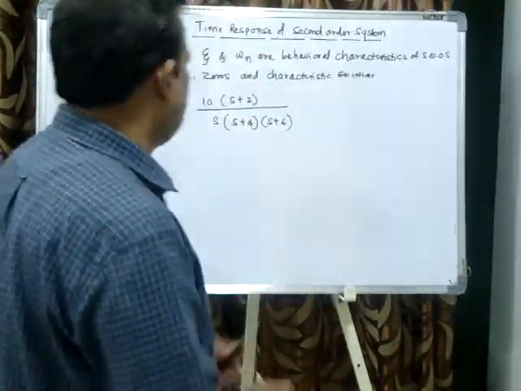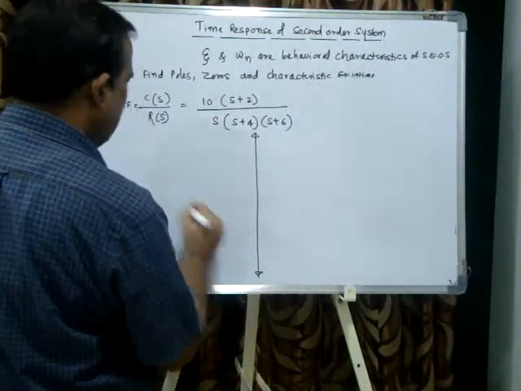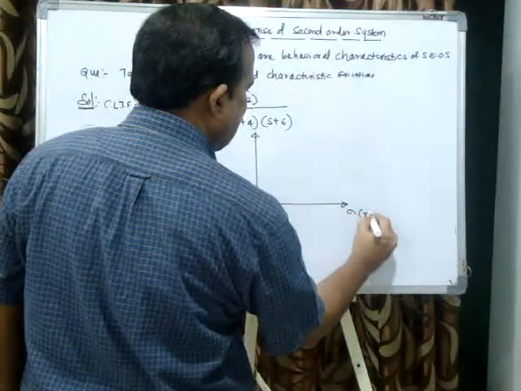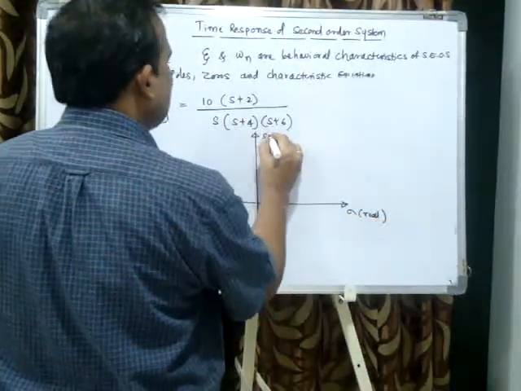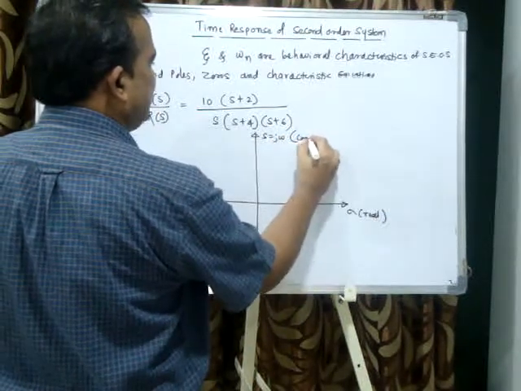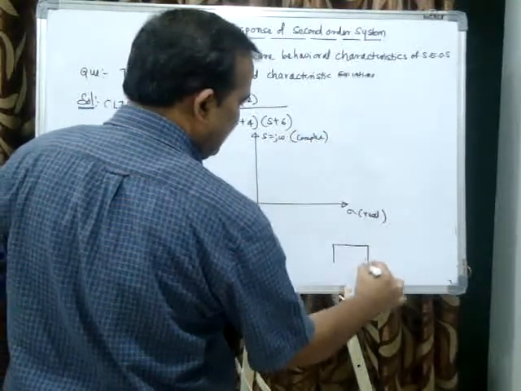The S-plane is nothing but two axes, the vertical axis and the horizontal axis. The horizontal axis is the real axis, and the vertical axis is the complex axis. S is equal to sigma plus j omega, complex. And this is called the S-plane.